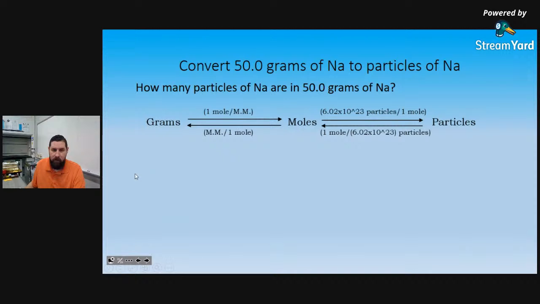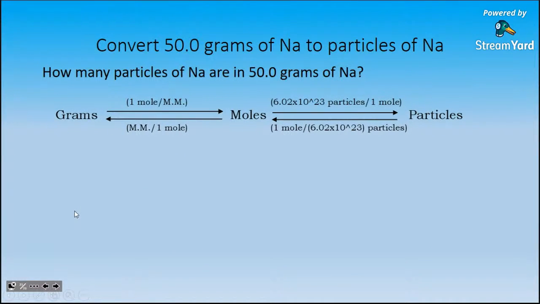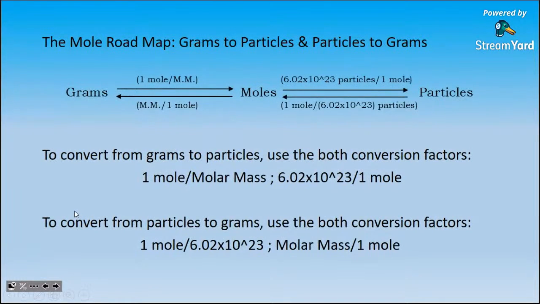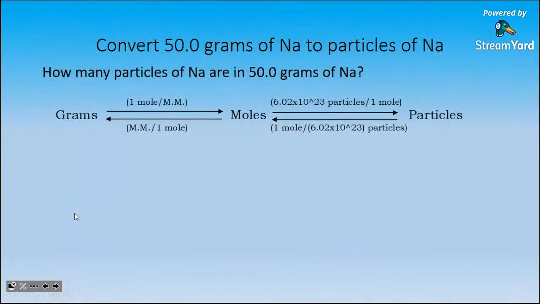Okay. So in this first problem, we are looking at converting 50 grams of sodium to particles of sodium. So when we are looking at this, we are going to, again, as always, diagram the problem. So how many particles of our substance sodium are in 50 grams, so there's our starting amount of that sodium. So I'm starting at grams and I'm trying to find particles.